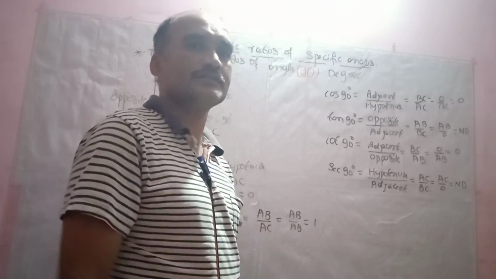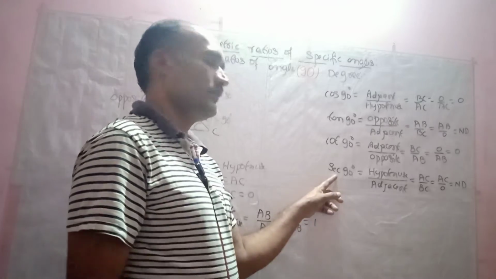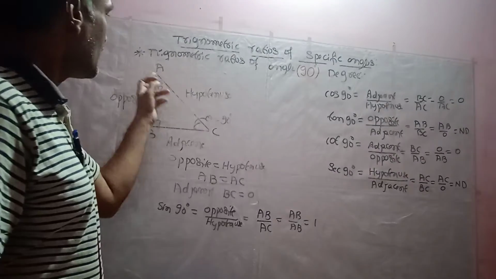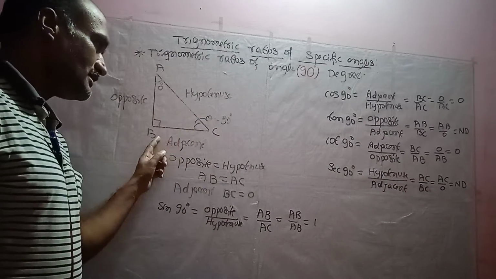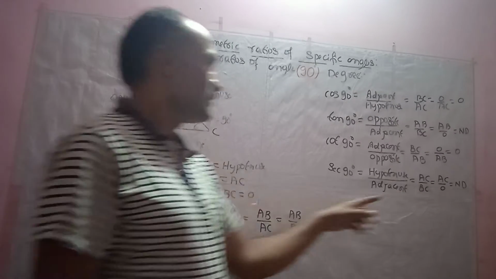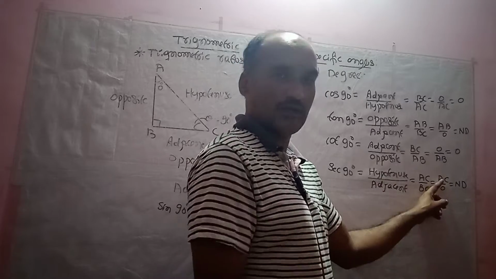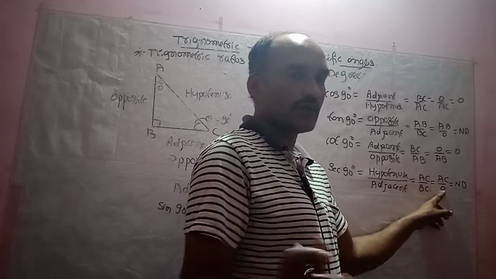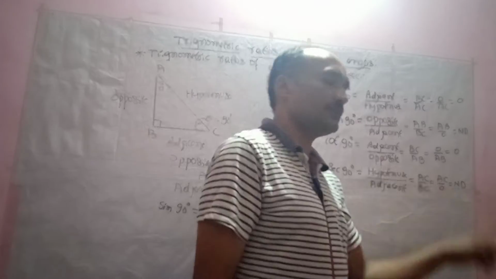So let us find sec 90 degrees, that is the secant of 90 degrees. We know, dear student, secant is hypotenuse divided by adjacent. So hypotenuse AC divided by adjacent side BC. When this angle becomes 90 degrees, BC becomes 0. So AC divided by 0, whatever the value of AC, when the denominator becomes 0, it is not possible to divide by 0. So secant is ND, not defined.